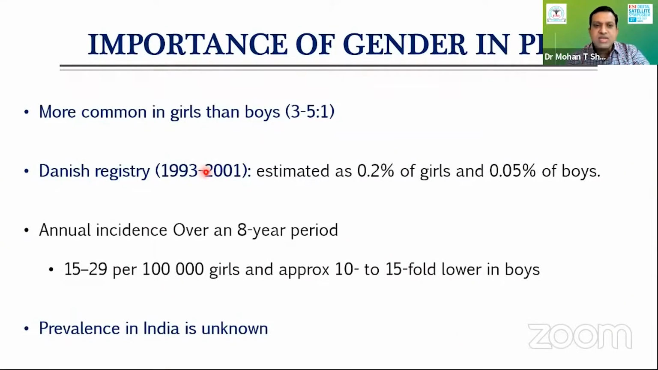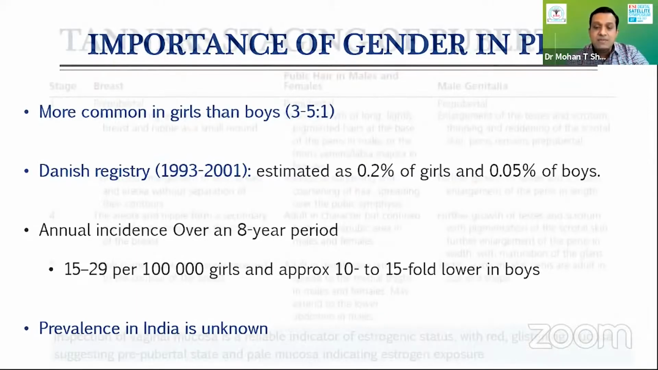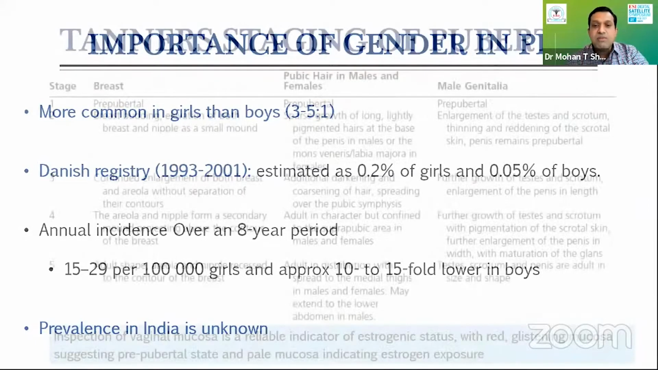For postgraduate students, it is very important to know that there is a first registry established, called the Danish registry in Denmark, which had nearly 20 years of patient follow-up. It estimated that the percentage was 0.2% of the girls in that population, with only 0.05% of boys. The annual incidence over the 8-year period is also approximately 10 to 15-fold lower in boys. But in India, the prevalence is unknown, relatively because of awareness as well. Coming to Tanner staging, anyone who has worked in an endocrine clinic will be familiar with this.